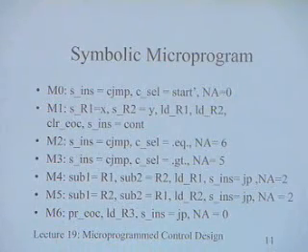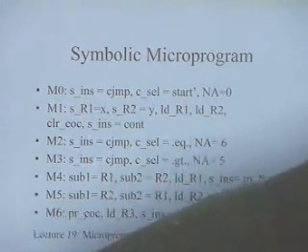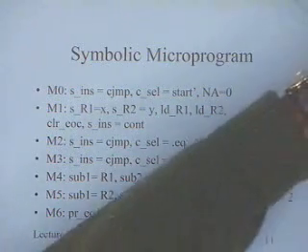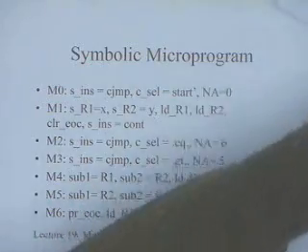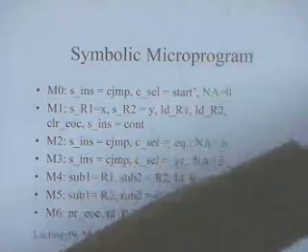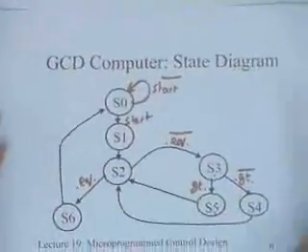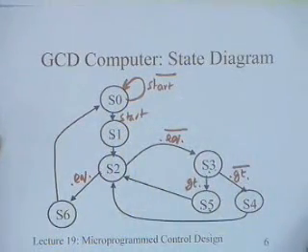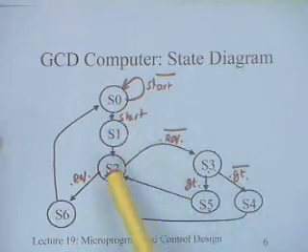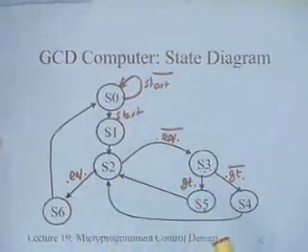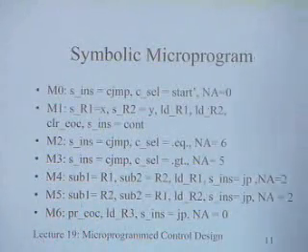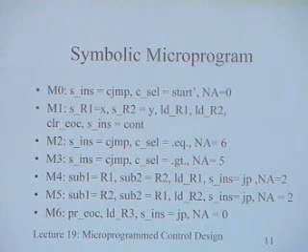Basically, this microprogram is nothing but a conversion of that algorithm and the state machine into a microprogram. Each of the states that you had is going to get a mapping directly into a microinstruction, and in the same order, M0, M1, M2, M3, M4, M5, M6. And I am writing all the actions that are required to be performed, all the micro operations that need to be performed in each of these microinstructions.